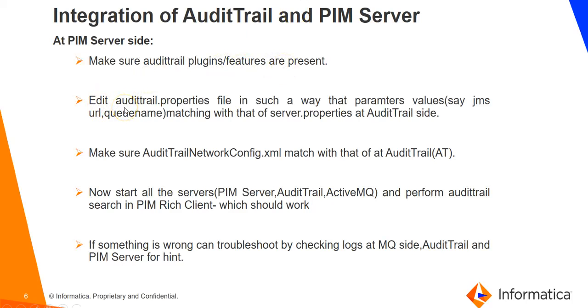Then the next one is to edit the Audittrail properties file, so that you enable the Audittrail and make sure you provide the correct URL of JMS and also the connection to the Audittrail server.